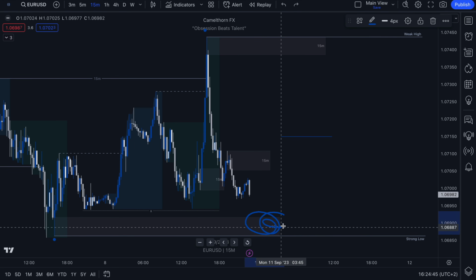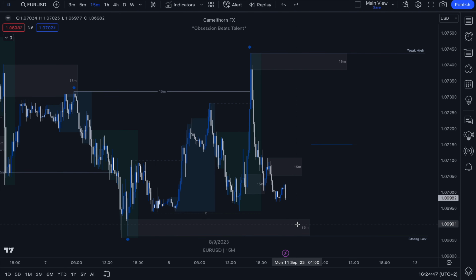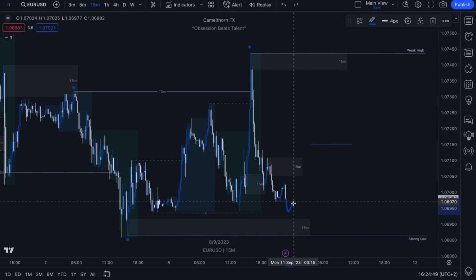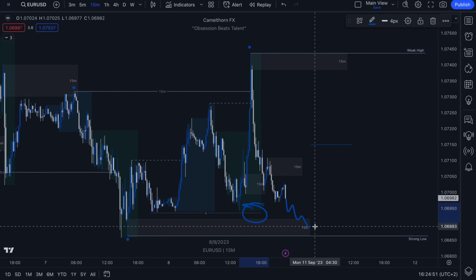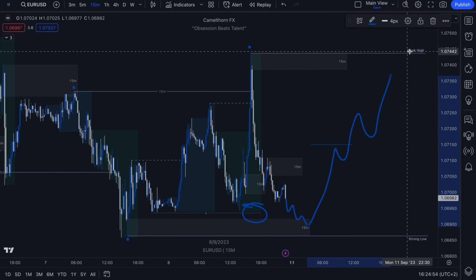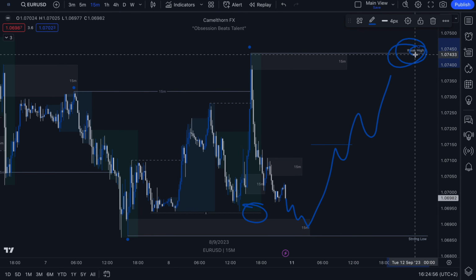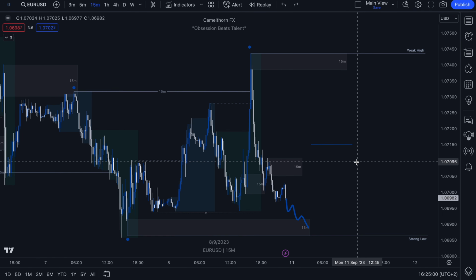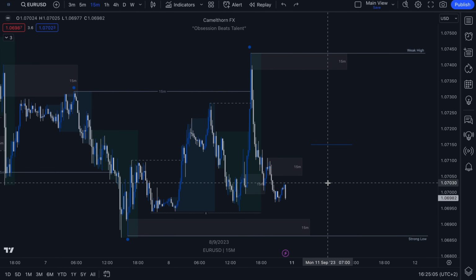So with this being my main area of interest, realistically, I would anticipate price action to come into this area, grab this liquidity, and then potentially trade higher to violate this 15-minute weak high because we are in a bullish range. But I would much rather wait before I take any buying opportunities on this pair.